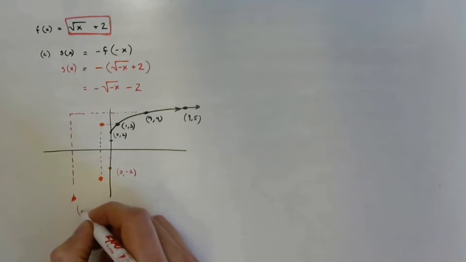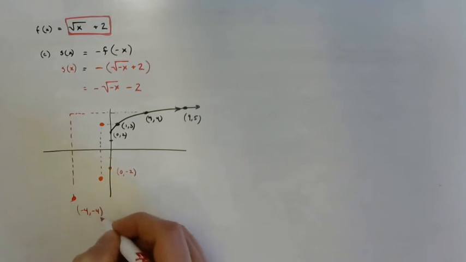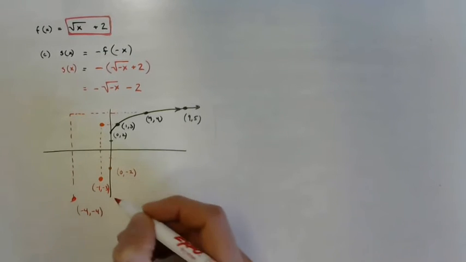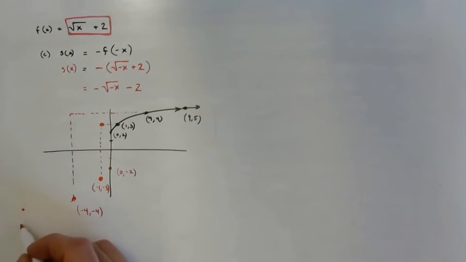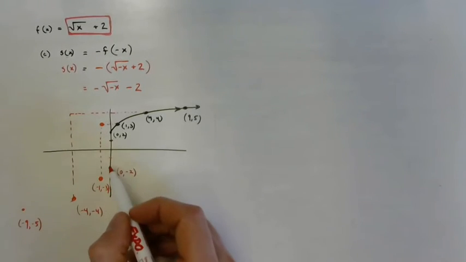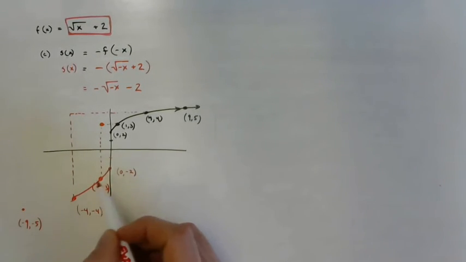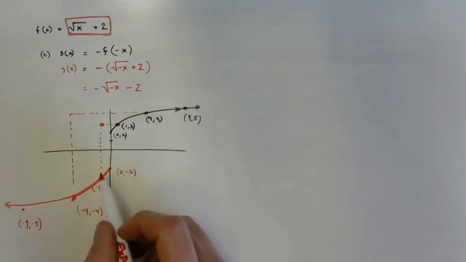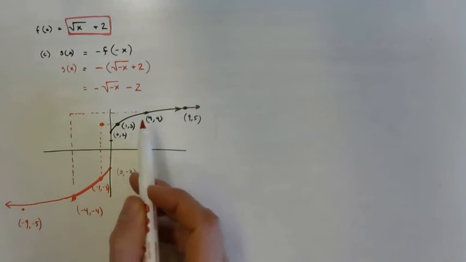So I have -4, -4. Here I had -1, -3. You guessed it, you're going to have -9, -5. And then you draw your new curve through there. And if you did it properly, which you did because you have a nice graph, you should have the exact same shape reflected.